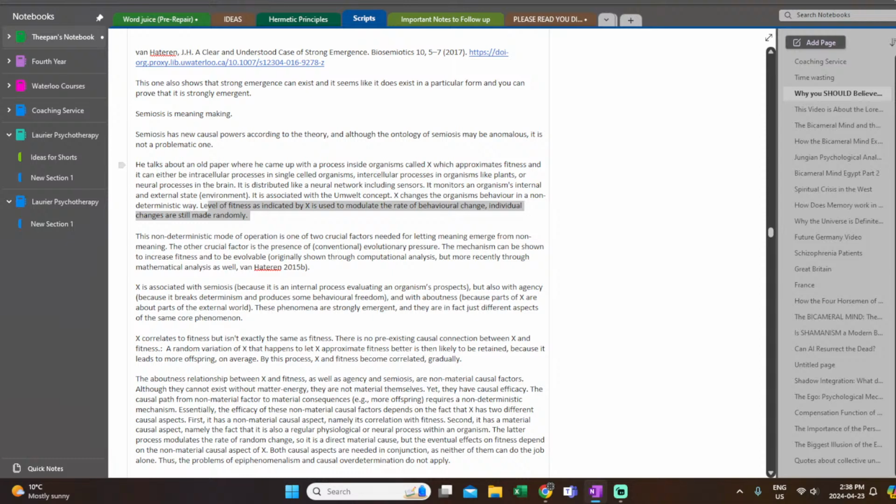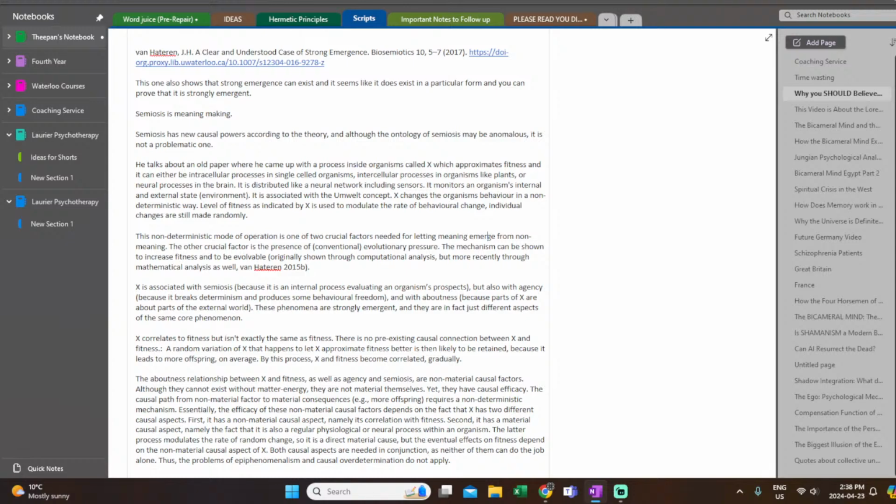Individual changes are still made randomly. This non-deterministic mode of operation is one of two crucial factors needed for letting meaning emerge from non-meaning. The other crucial factor is the presence of conventional evolutionary pressure. The mechanism can be shown to increase fitness and to be evolvable, originally shown through computational analysis, but more recently through mathematical analysis as well.